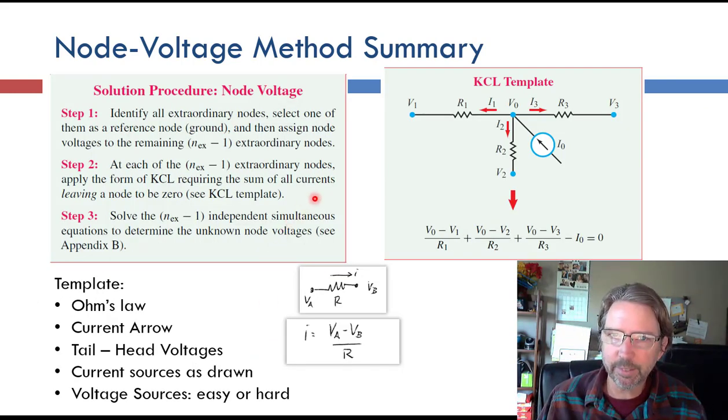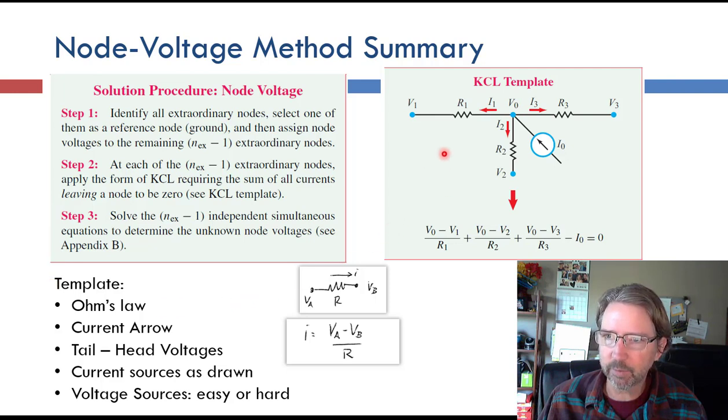So again, this is our summary. We have the steps where we identify and label all of our nodes. Then for each node with an unknown voltage, we have an equation. So we'll have the same number of unknowns and equations. So we'll do a KCL and Ohm's law combination. And then we solve our system of equations.